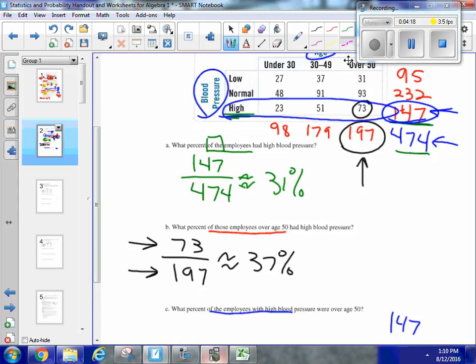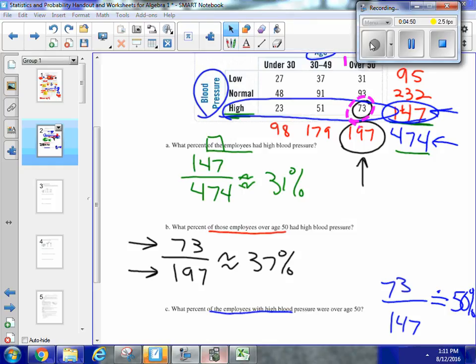What percentage of these employees with high blood pressure were over age 50? Well, I look over here and I say, oh, that was 73. Oh, look at that, a different type of pen. Okay, 73 of them were. So I'm going to have 73 divided by 147. That is approximately, which by the way, you can make this a regular equal sign and put a dot on top of it, approximately 50%. So that's a very good problem because of the relationship between B and C sounding very similar, but really asking completely different questions.